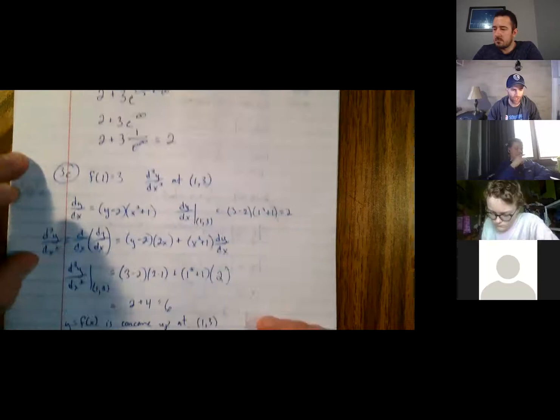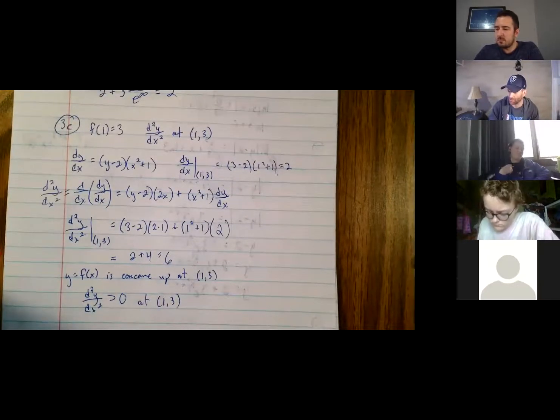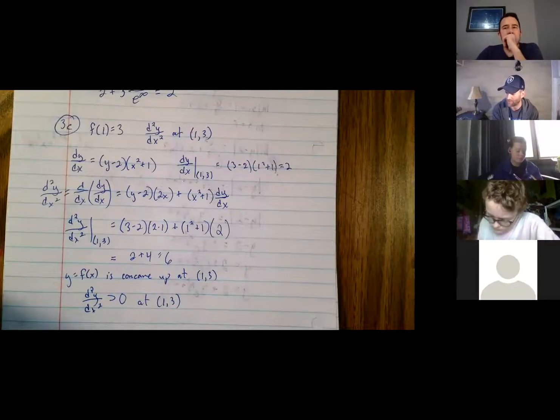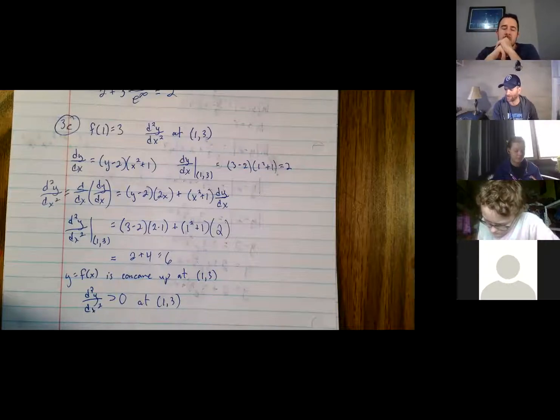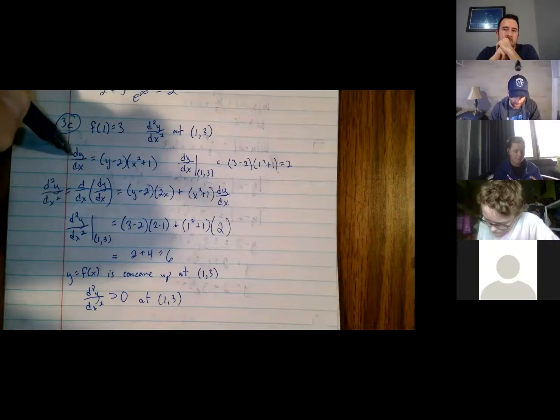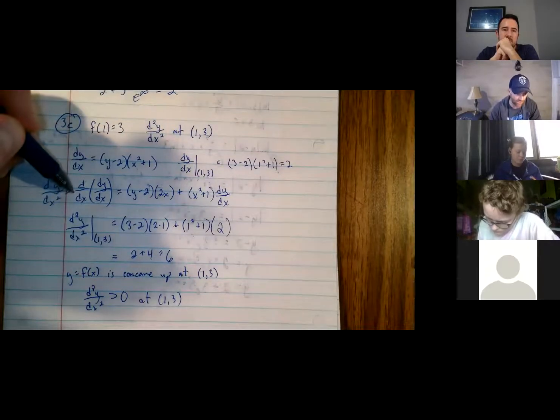All right. So part C says, let y equals f of x be the particular solution to the given differential equation with the initial condition f of 1 is 3. Find the value of d squared y dx squared at the point 1, 3. Is the graph of y equals f of x concave up or concave down at the point 1, 3? All right, so first of all, we need to find the second derivative of y. So remember, we're given dy dx, and so we're going to find the derivative of dy dx with respect to x. So we do that by using the product rule.